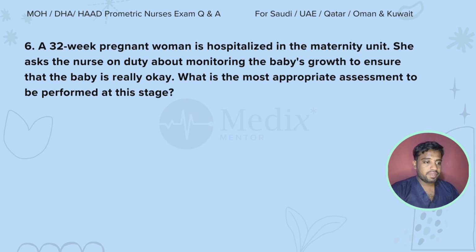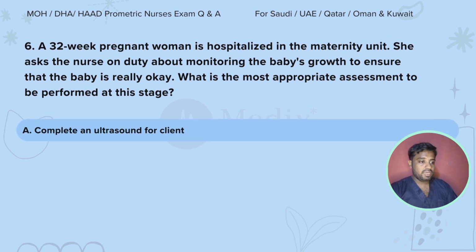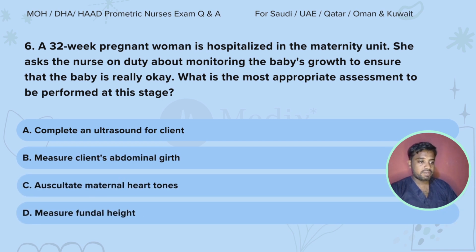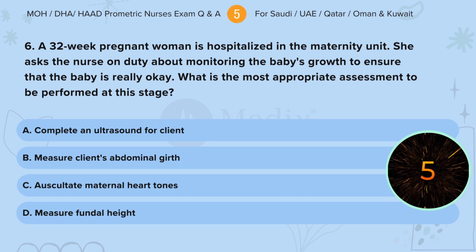A 32-week pregnant woman is hospitalized in the maternity unit. She asks the nurse on duty about monitoring of the baby's growth to ensure that the baby is really okay. What is the most appropriate assessment to perform at this stage? A. Complete an ultrasound for the client. B. Measure client's abdominal girth. C. Auscultate fetal heart tones. D. Measure fundal height.